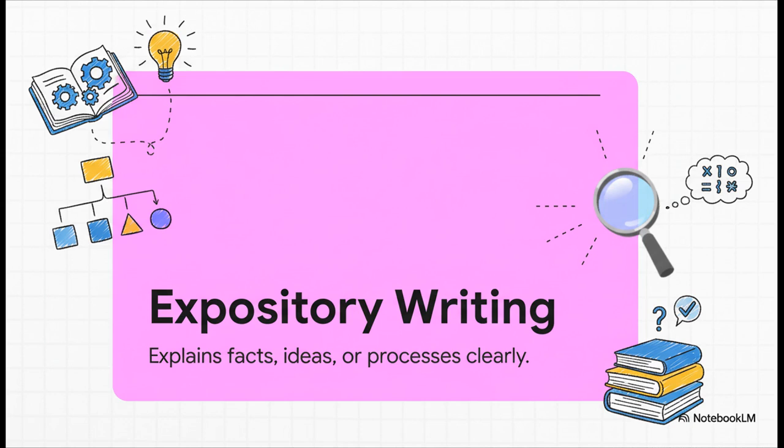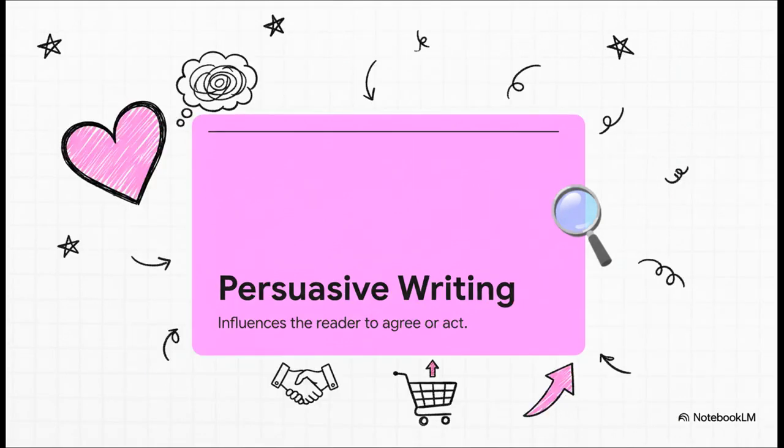Then we have expository writing. This is the no-nonsense style of pure explanation. Its only job is to inform you, to define something, or to clarify how something works. Think textbooks, news articles, how-to guides. Heck, even this explainer is a form of expository writing. Clarity is king here.